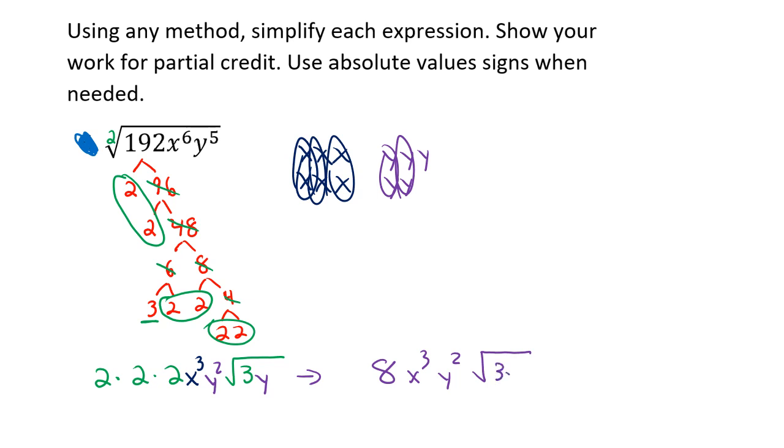Now remember, the directions do say use absolute value signs when necessary. We have an even index, which means I need to check for my variables. If any of them have an odd exponent, it should have absolute values to ensure that you'll get the principal root.